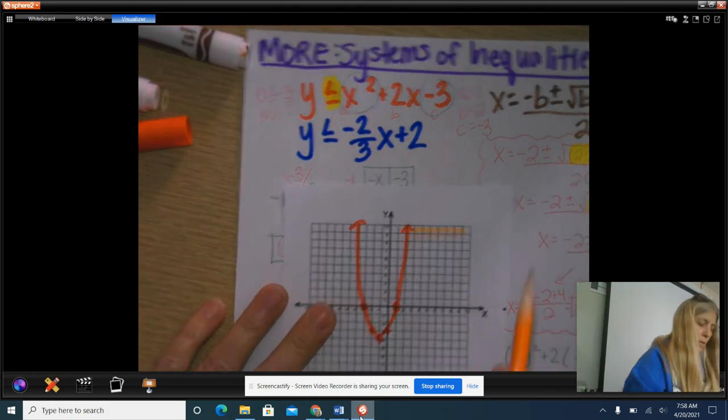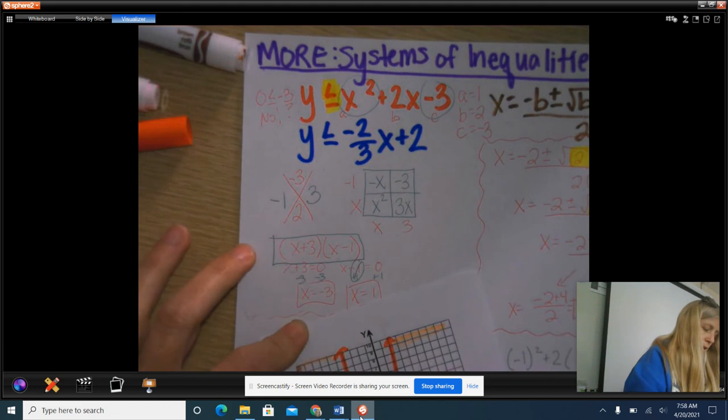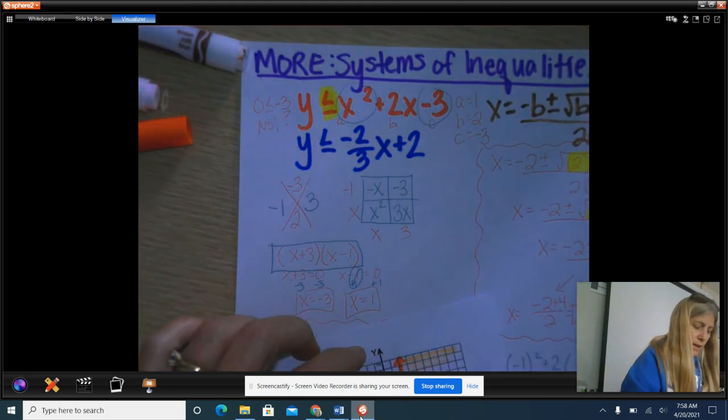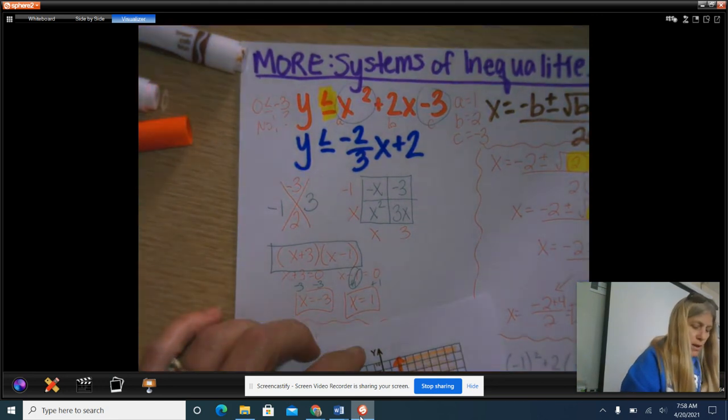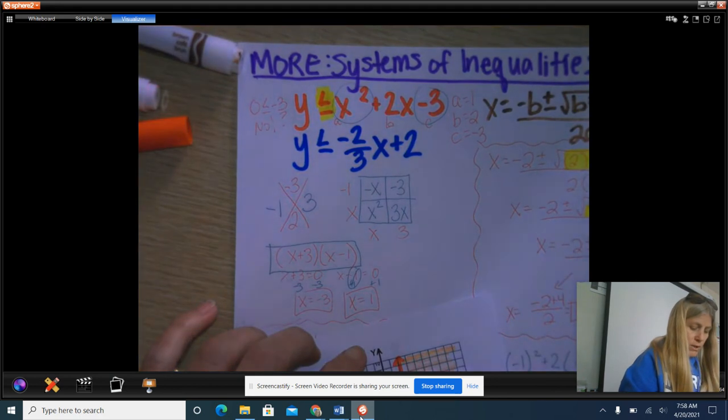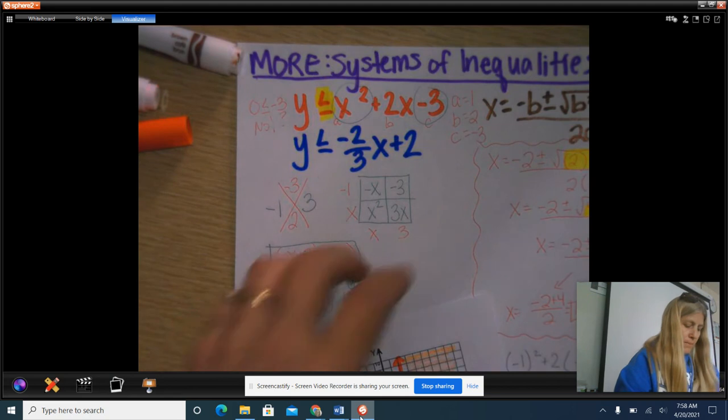And once again, we want to shade in a manner that is nice and neat and something that you're proud of, because we're going to be doing a double shading. So we need to make sure that we are shading to the point where it's very obvious of where we are shading, and we're shading carefully.